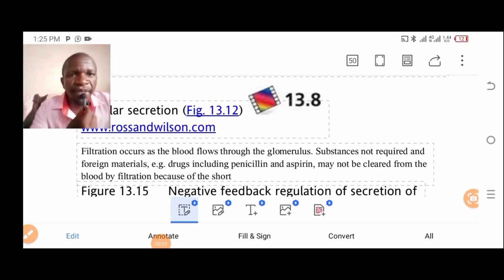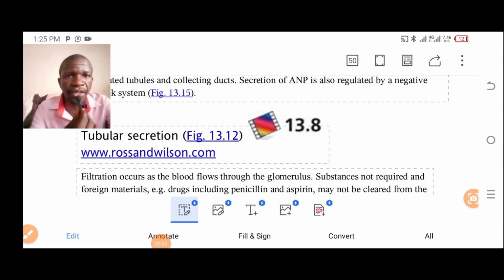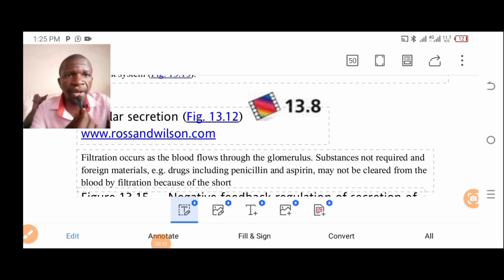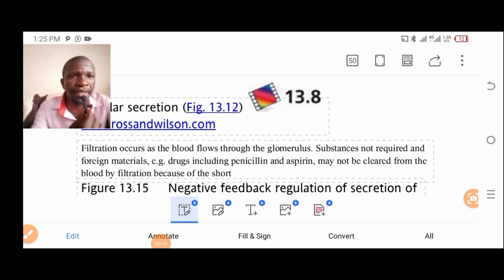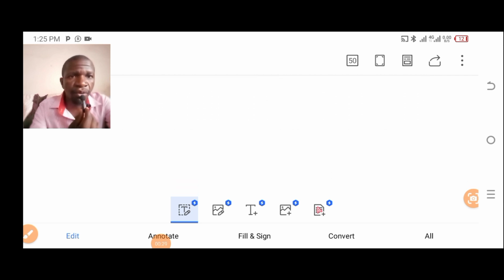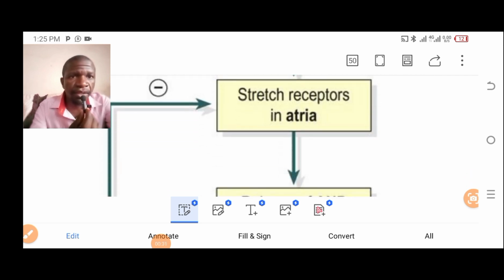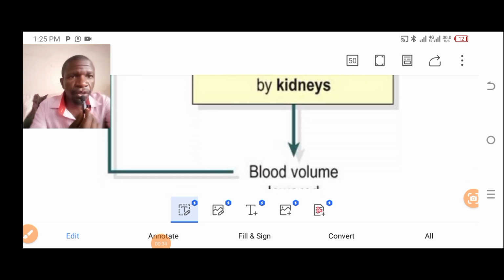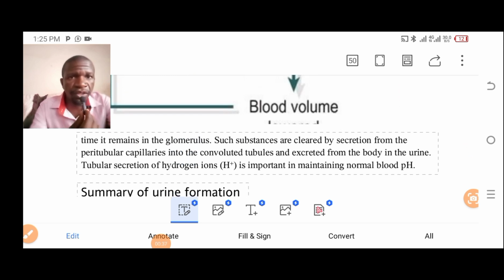Welcome from the break. Let's look at the last stage of urine formation, and this is called tubular secretion. Filtration occurs as the blood flows through the glomerulus. Substances not required and foreign materials, for example drugs including penicillin and aspirin, may not be cleared from the blood by filtration because of the short time that it stays there. So this is the shortest stage of urine formation because of the short time that it remains in the glomerulus.